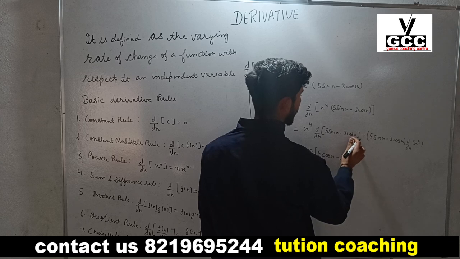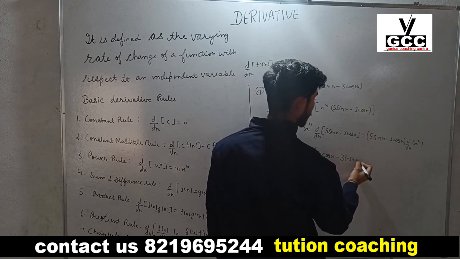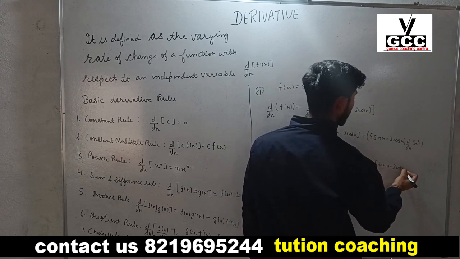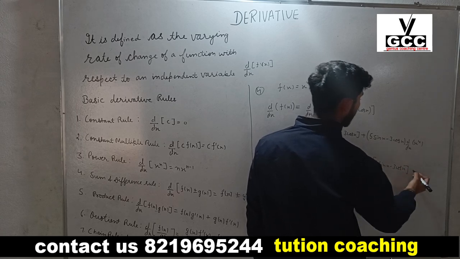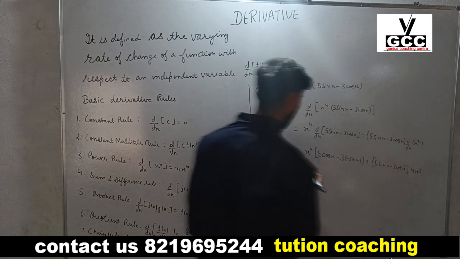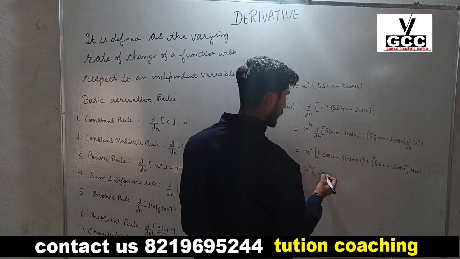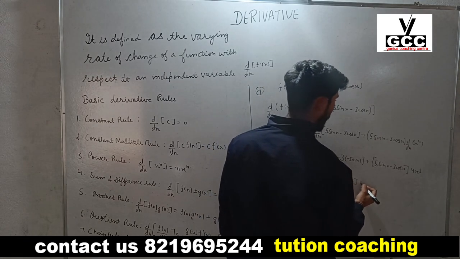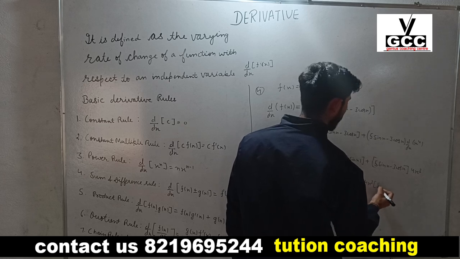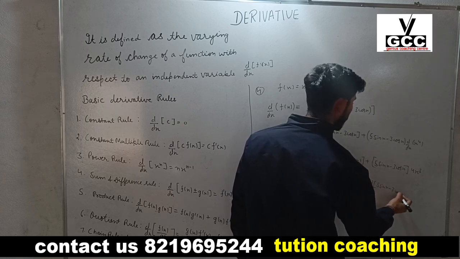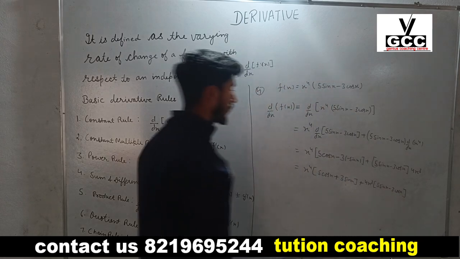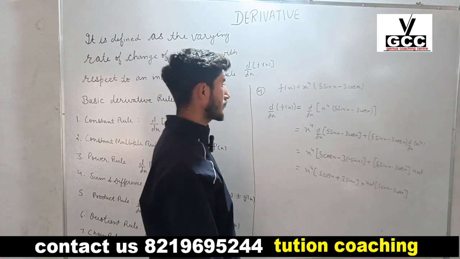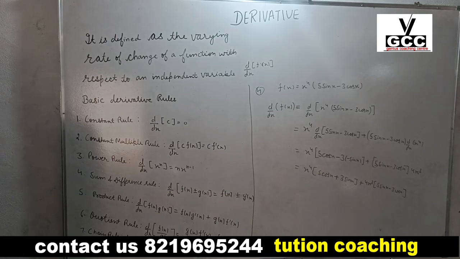Derivative of sin x is equal to cos x. The constant 3 comes outside. Derivative of cos x is equal to minus sin x, plus 5 sin x minus 3 cos x as it is. Derivative of x to the power 4 is equal to 4x cubed. So x to the power 4 into (5 cos x plus 3 sin x) plus 4x cubed into (5 sin x minus 3 cos x). The required derivative of f(x) is given as this.